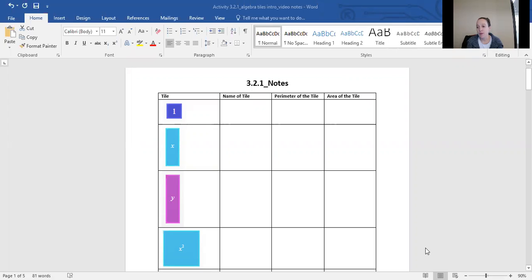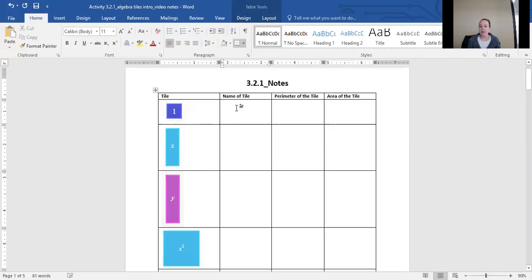All right, we're going to be using a lot of algebra tiles this chapter and then again in Chapter 8. And so we want to make sure that you understand what the names of these algebra tiles are, and what the perimeter and the area are. And so this guy right here, it's what we know as the unit tile. So go ahead and fill that in. You can write it. I'll show you a copy of my handwritten one. I'm going to type it just to make it look nice.